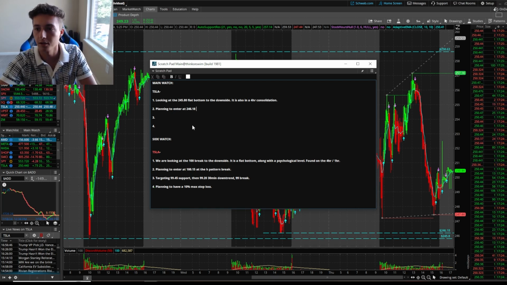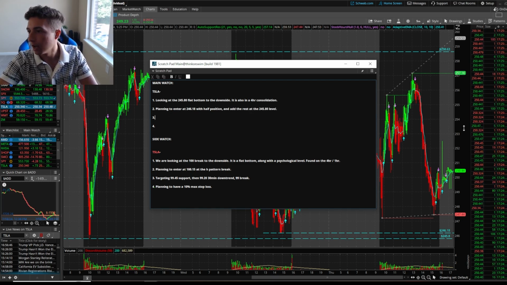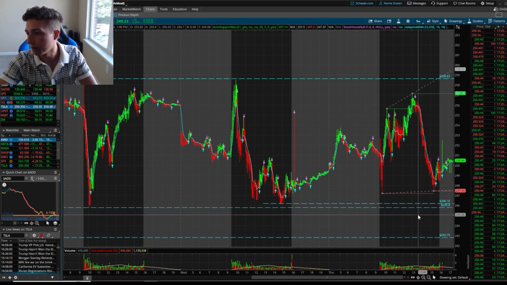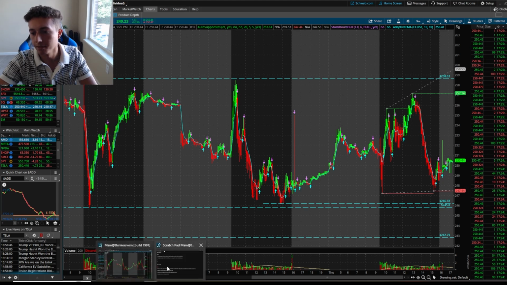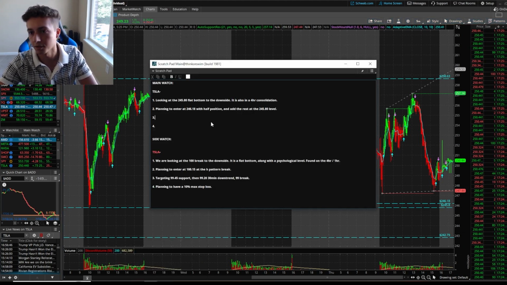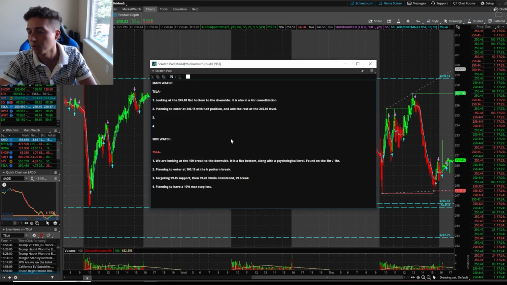Are you going to scale in, or are you just going to get the full position? So in this case, planning to enter at 246.18 with half position and add the rest at the 245.80 level. All right, and then number 3, we're going to look for our targets. My first target on this would obviously just be 245. And this one's actually going to be pretty simple. I'm just going to keep the targets as 245, 244, and then 242.79.